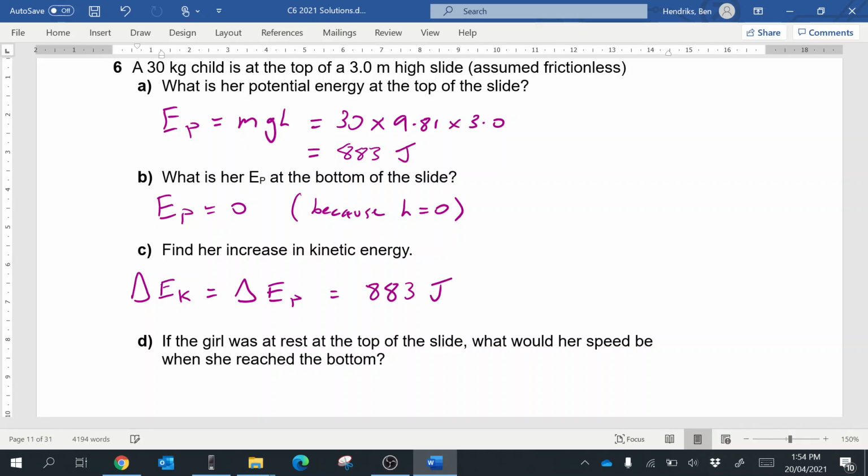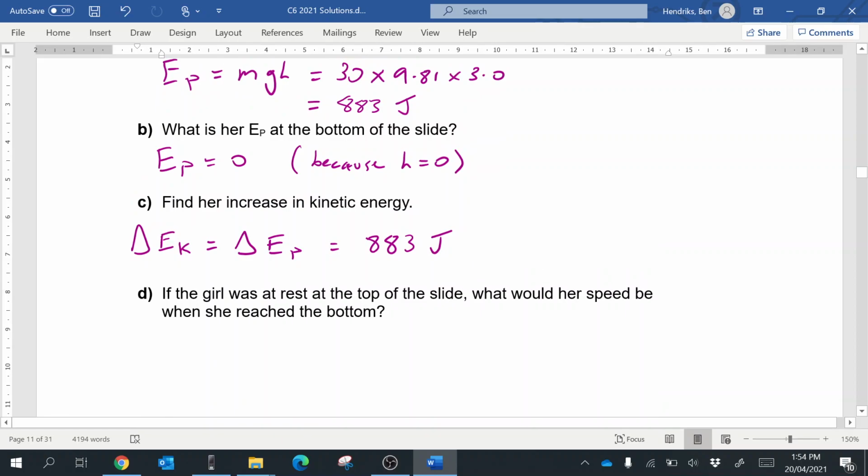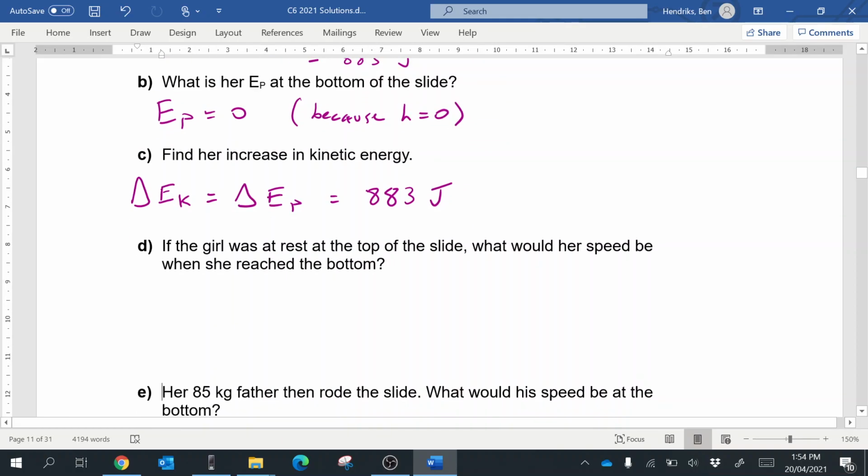Because we've gone from having 883 joules of potential energy at the top of the slide to 0 joules, all of that energy must have been converted into kinetic energy, because we assumed that the slide is frictionless. If the girl was at rest at the top of the slide, what would her speed be when she reached the bottom? EK is equal to 883 joules.